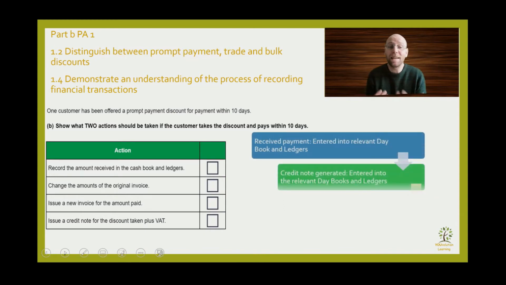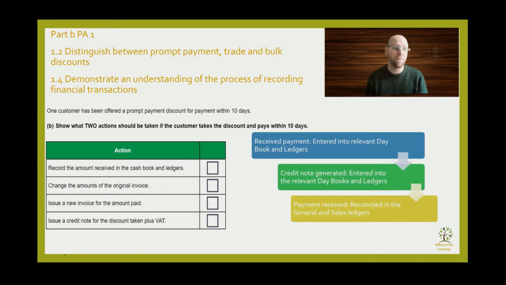The first one is we receive the payment. That payment is then entered into the relevant daybooks and ledgers. Once it's entered, we then create the credit note for the prompt payment discount, and this is entered into the relevant daybooks and ledgers as well. Then once the daybooks have been updated and the credit note's been raised, the payment that we received is reconciled in the general and sales ledgers. So that's pretty much the process.